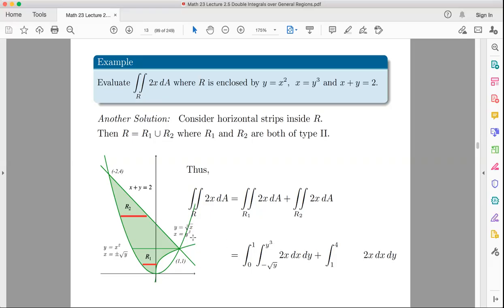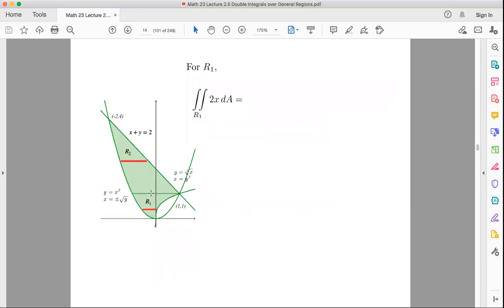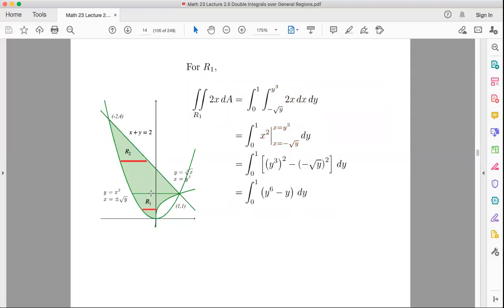For region 2, the lower limit is still x equals negative square root of y, and the upper is x equals 2 minus y. Okay, and then we evaluate each integral. The inner integral is with respect to x, so we get x squared from negative square root of y to y cubed. And then simplifying this, we integrate with respect to y, evaluated from 0 to 1, and the value is negative 5 over 14.